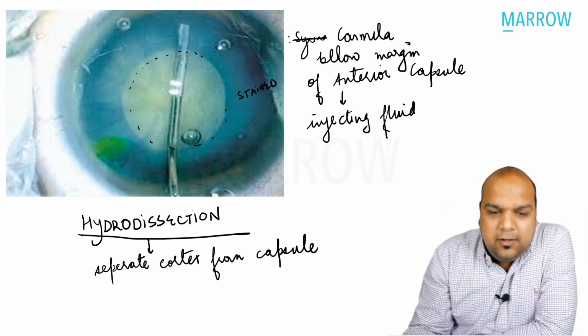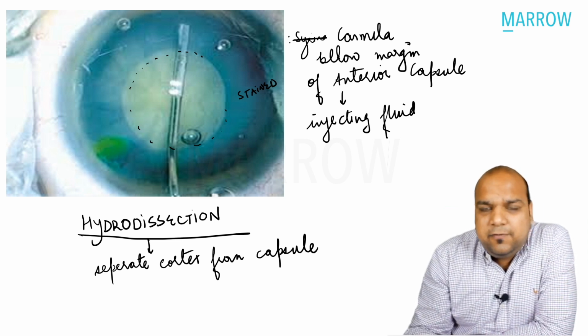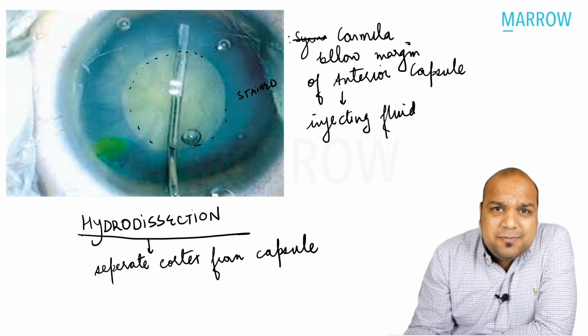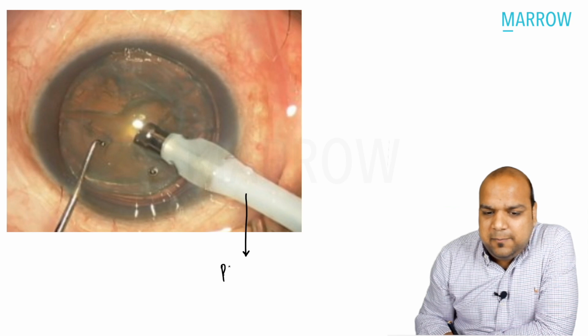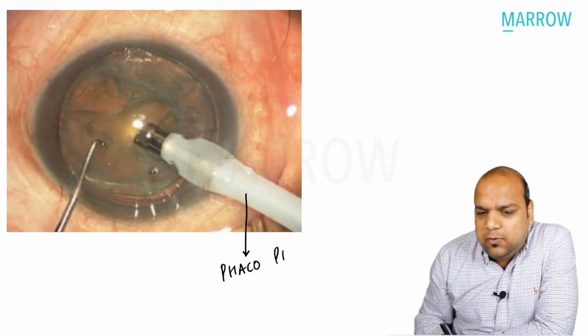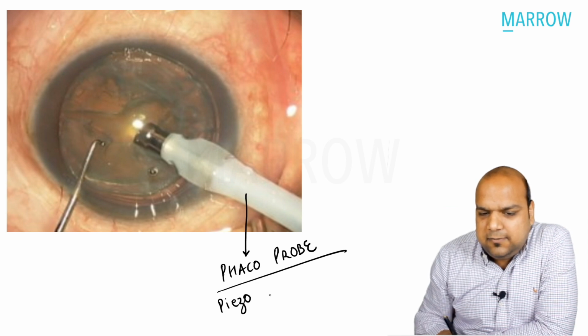Now, after this, what will we do, everybody? After we have separated this, we will try to remove the nucleus by phacoemulsification. So this is the phaco probe, everybody. The phaco probe has a piezoelectric crystal.